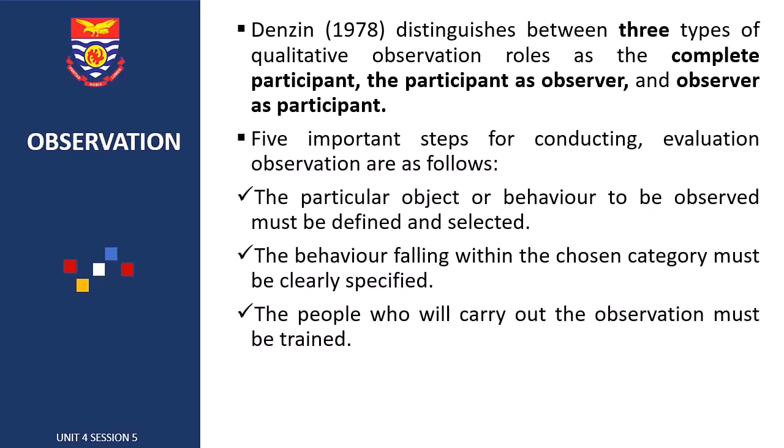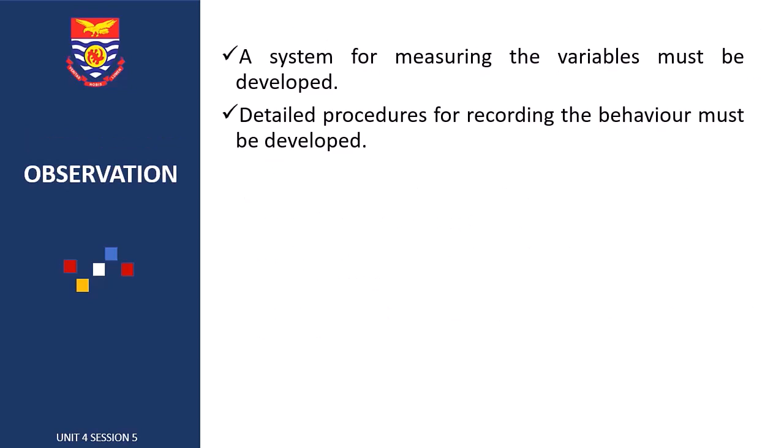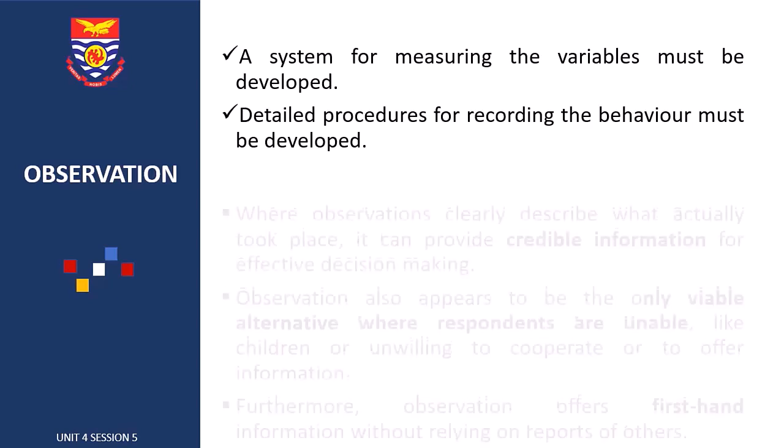There are 5 important steps for conducting evaluation observation, and they are as follows. First, the particular object or behavior to be observed must be defined and selected. Secondly, the behavior falling within the chosen category must also be clearly specified. Thirdly, the people who will carry out the observation must be well trained for the observation activity. Fourth, a system for measuring the variables must also be developed. And fifth, detailed procedures for recording the behavior must also be developed.